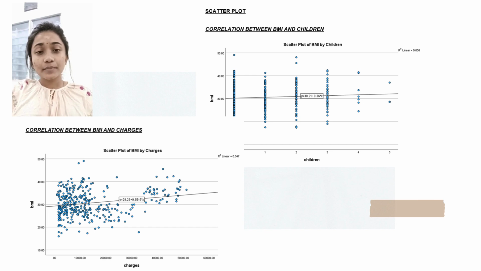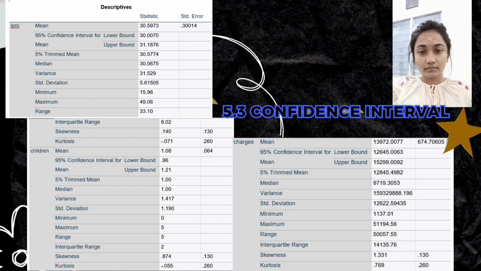Continuing on, scatter plot 1 shows the relationship between BMI and charges. The plot indicates a positive linear relationship between the two variables, with a Pearson correlation coefficient of 0.216. Scatter plot 2 shows the relationship between BMI and children. The plot indicates a weak positive linear relationship between the two variables, with a Pearson correlation coefficient of 0.077.